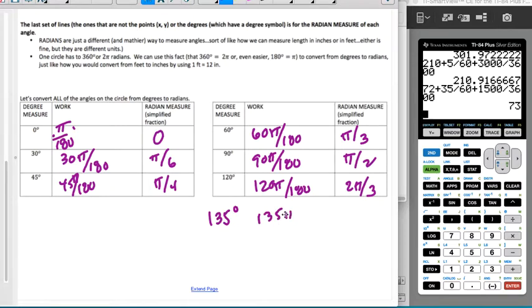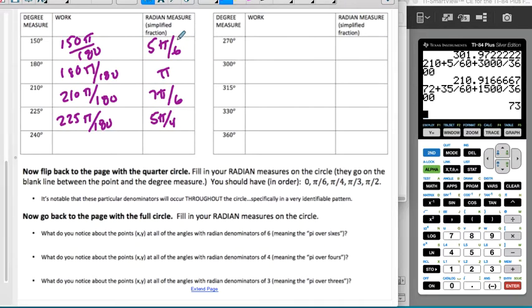35 times pi over 180 should be 3 pi over 4. It wasn't on the table, my bad. 270, oh, sorry, I skipped 240. So 240 times pi over 180.